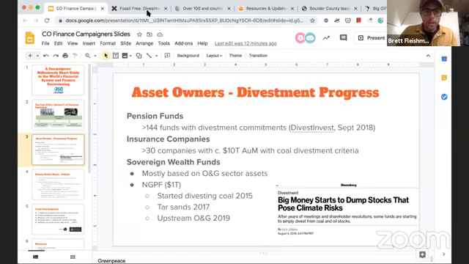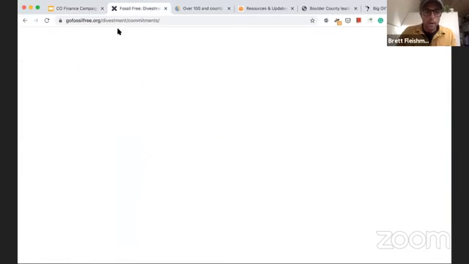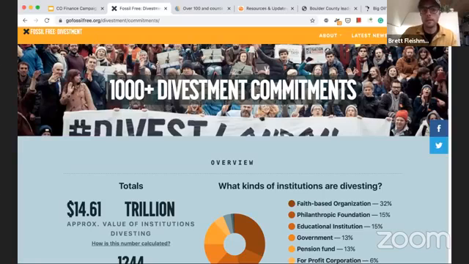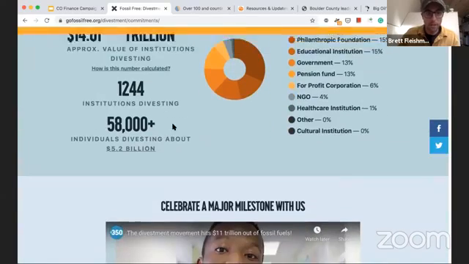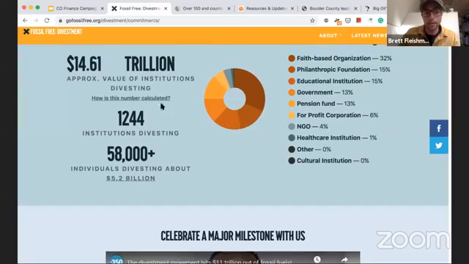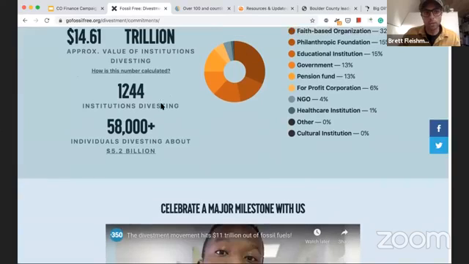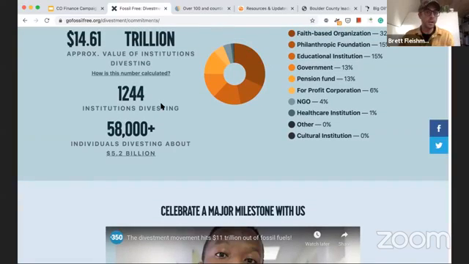And I was going to go here. I have all of these in the slide deck as resources, so you'll have these web pages. But Go Fossil Free is a place where you collect this information, and we try to keep as up to date as we can the number of institutions who've committed to divestment. As of today, it's 1,244, and approximately 14.6 trillion of assets under management who have committed to divestment.